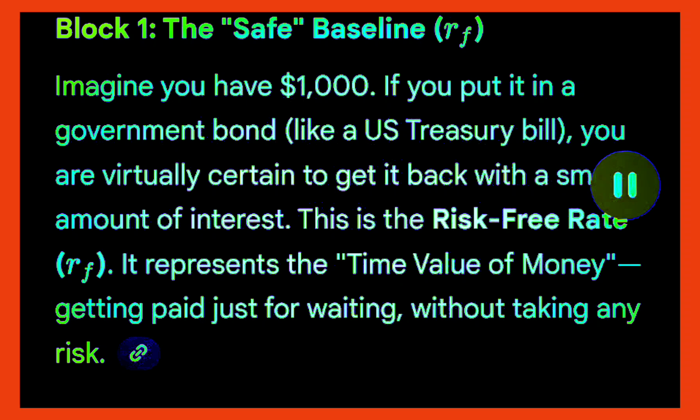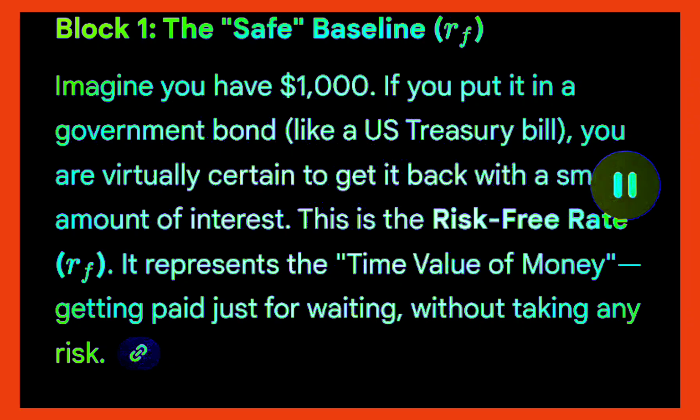Imagine you have $1,000. If you put it in a government bond, like a US Treasury bill, you are virtually certain to get it back with a small amount of interest. This is the risk-free rate, R_F. It represents the time value of money, getting paid just for waiting, without taking any risk.